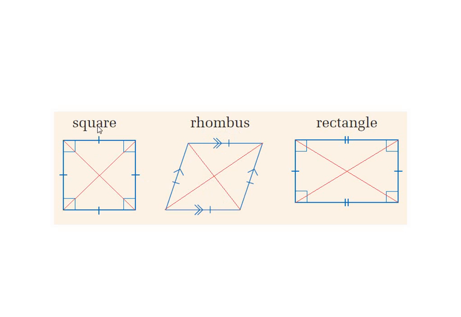Okay, so how about a square? Since a square is both a rhombus and a rectangle, it has all the special properties. So the diagonals are equal first, and then they bisect each other, and then finally they are perpendicular to each other. Okay, so proved. This is the end of the study of today.